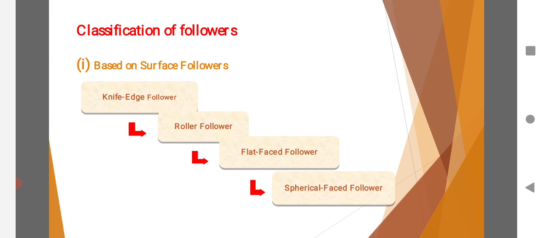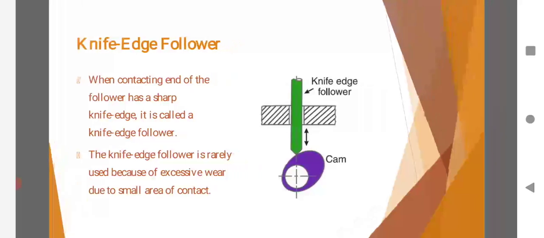First one is knife edge follower. When the contacting end of the follower has a sharp knife edge, it is called a knife edge follower. The knife edge follower is rarely used because of excessive wear due to small area of contact. The contact area between the cam and follower is very small, which causes high pressure and leads to excessive wear. Just note in the picture, the sharp part is called a knife edge follower.